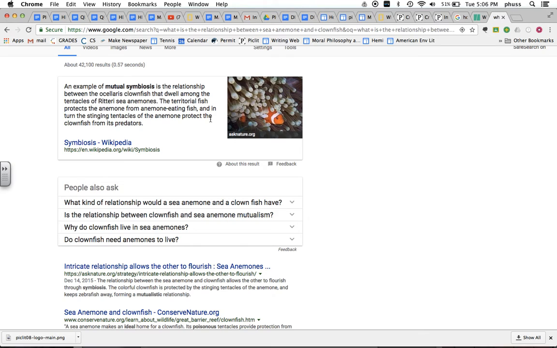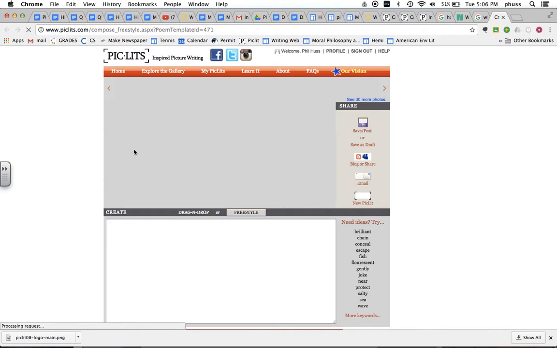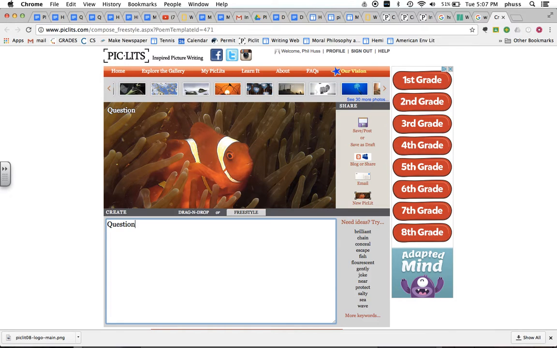And so I'm going to provide that in the answer. I got to process that information. If I go back to my history and I go to create a Piclet, hopefully it will come up with where I was. And I can ask the question again. What is the relationship between a sea anemone and the clownfish?